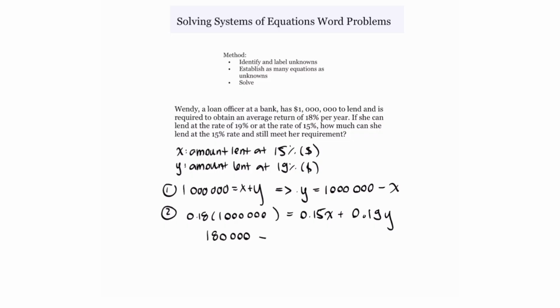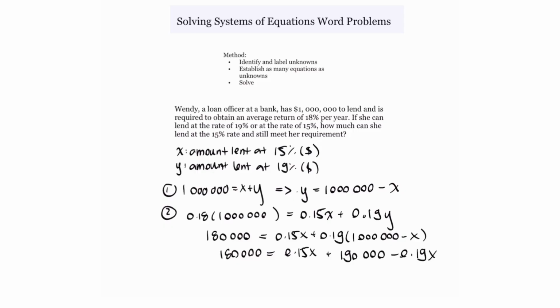So now we use substitution to solve. So we isolate in the simplest equation for one of the variables. We plug that in to the more complicated equation. 18% of $1 million is 180,000. And then we're just plugging in that 1 million minus X. And then we solve like usual.